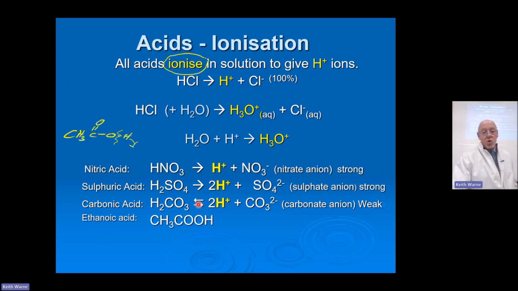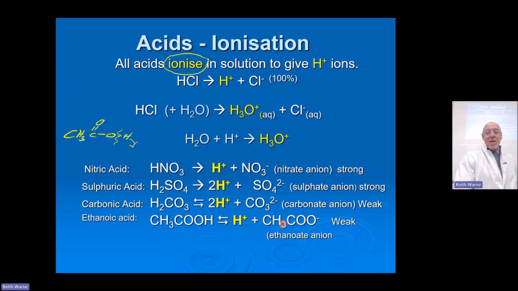Ethanoic acid, the vinegar that I showed you, its formula is CH3COOH. You'll learn more about that when we've done more organic. It can give you 1 hydrogen. Only one of those hydrogens comes off, this last one. That one there comes off. And it's also a weak acid. That's why we show it as a 2-way arrow. And the anion formed is called the ethanoate anion.